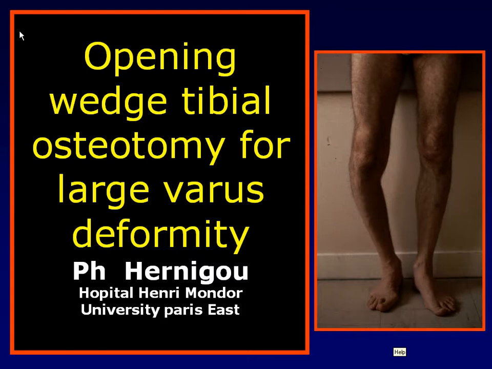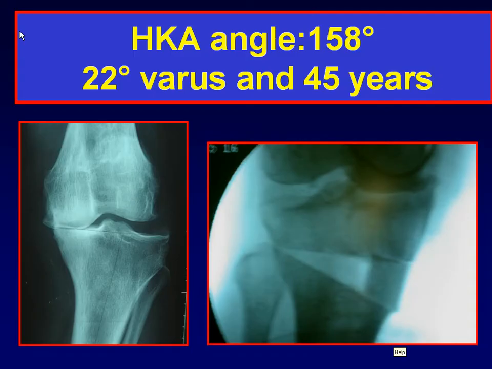I am a hip and knee surgeon, and I perform many arthroplasties, but I still perform high tibial osteotomy. I have a large experience, since I've performed every week about 4 or 5 high tibial osteotomies with the opening wedge technique since 1980. So what's a large varus and what's a large osteotomy? It's about 20 degrees of varus. This is an example, 45 years old, 22 degrees of varus and high tibial osteotomy with opening wedge technique.